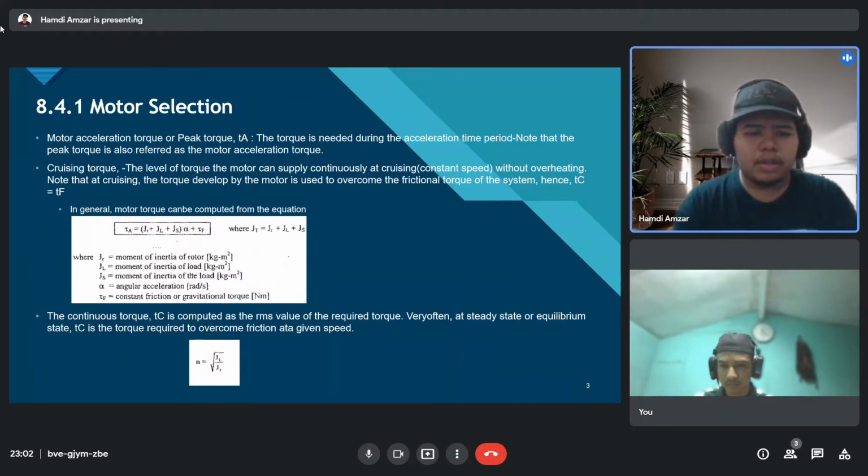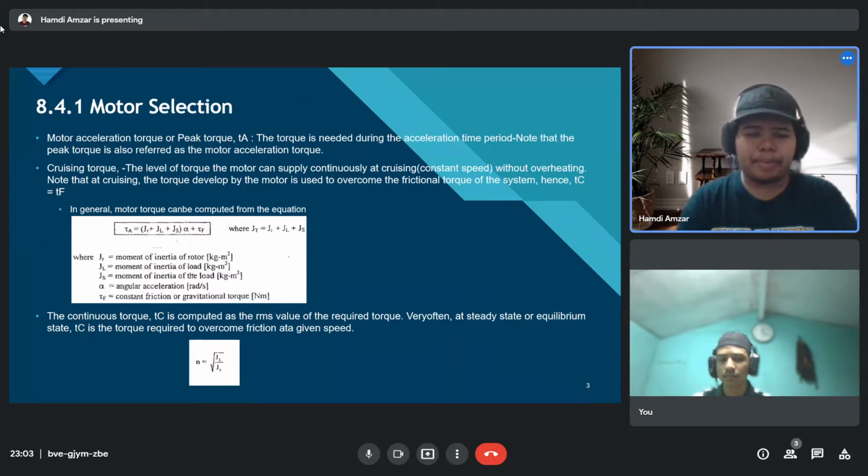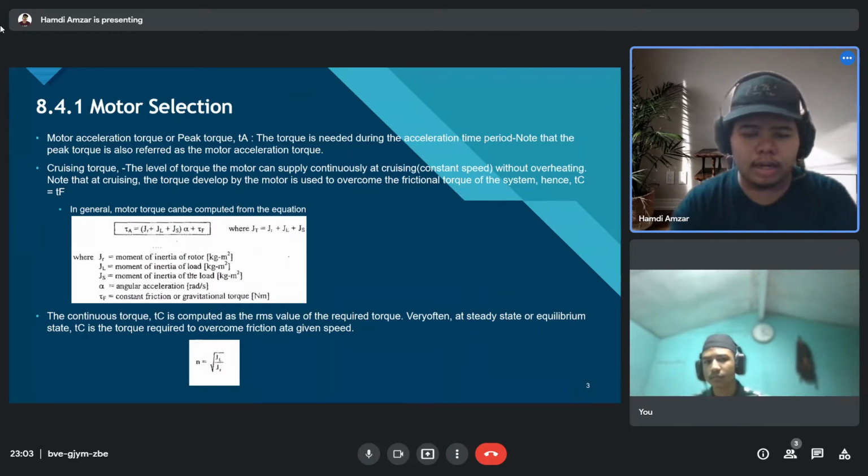The continuous torque Tc is computed as the RMS value of the required torque. Very often at steady state or equilibrium state, Tc is the torque required to overcome friction at a given speed. N equals the square root of Jl divided by Jr.